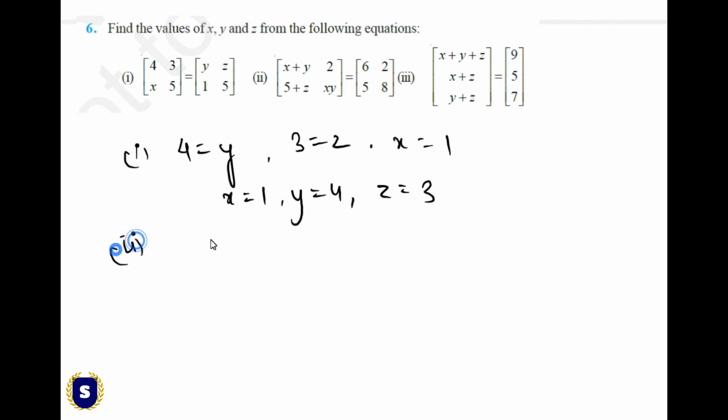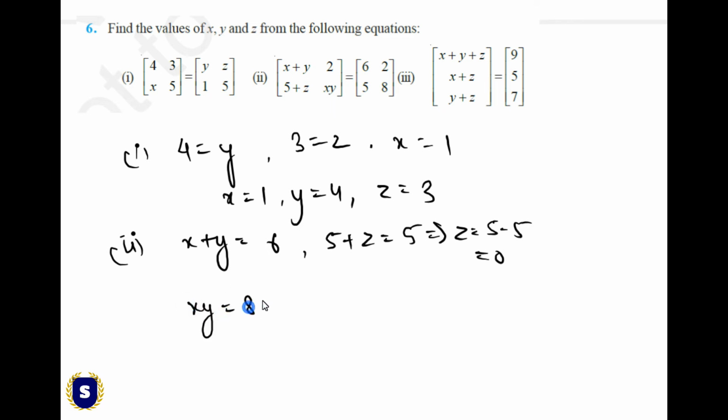For the second part, we have x plus y equal to 6. Comparing the first element a11, we'll get x plus y is equal to 6. Comparing the element a21, we'll get 5 plus z is equal to 5. This implies z is equal to 5 minus 5 is equal to 0. Comparing the third element a22, we'll get xy is equal to 8.